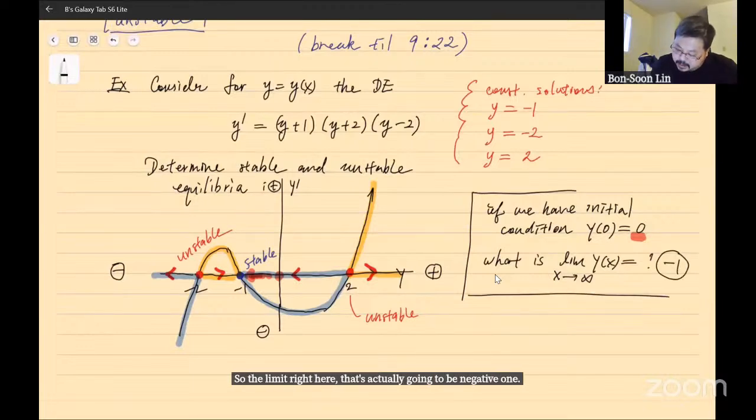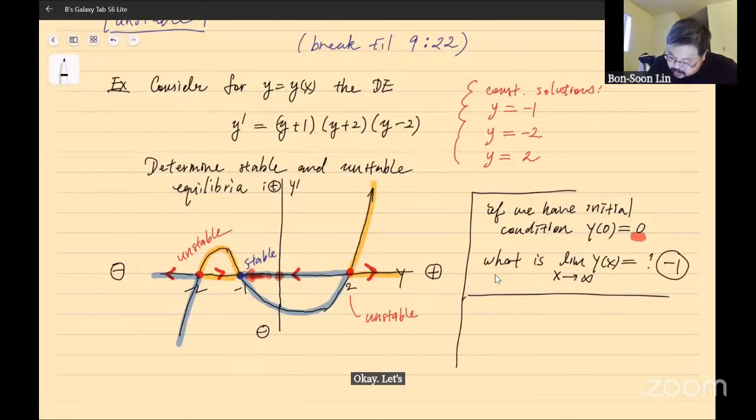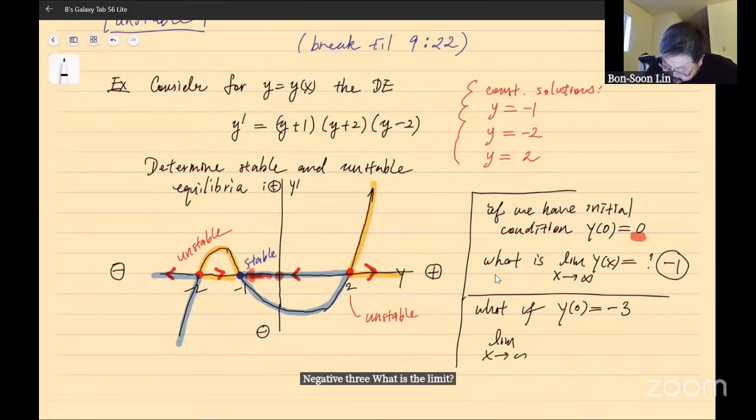Okay. Let's see if this makes sense. What if y of 0 is equal to -3? What is the limit as x goes to infinity of y of x? If it starts at -3, what's going to happen?